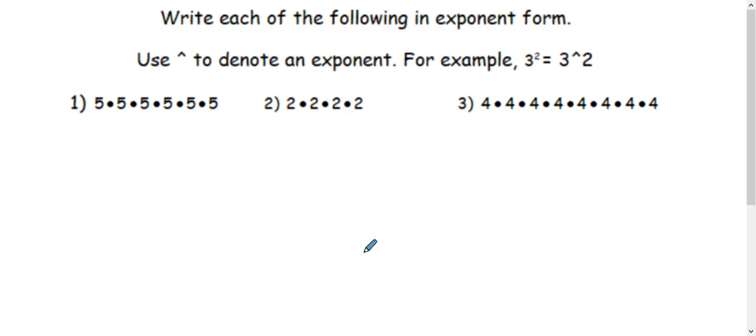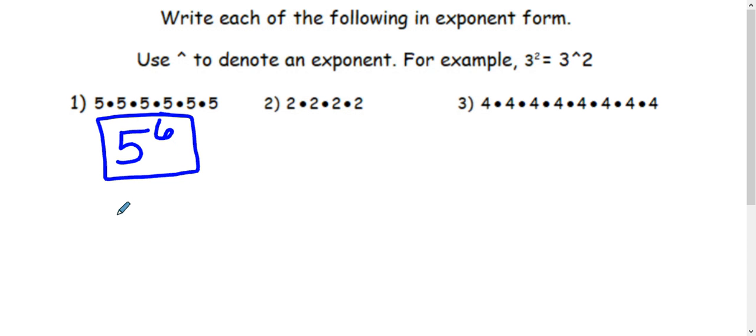In example 1, we're asked to write each of the following in exponent form. So the first thing we have to do is figure out what is our base. The base is the number that's being multiplied. So in this case, the base is 5. Our exponent is the number of times it's being multiplied. So that would be 1, 2, 3, 4, 5, 6. So our exponent is 6. This is your answer. Now, to type in an exponent into the presentation, you would use a caret. So it would be 5, and then a caret, and then 6.